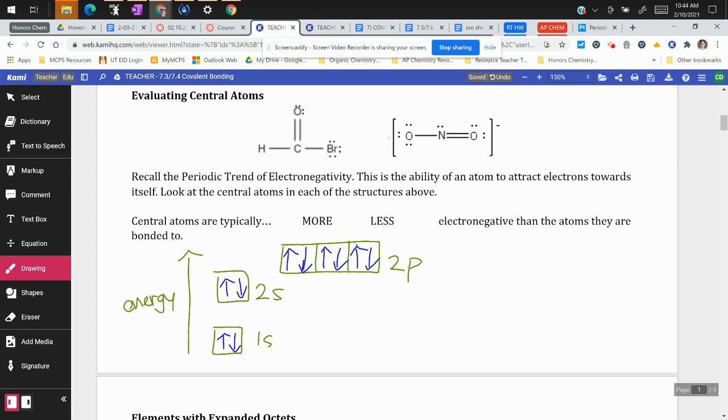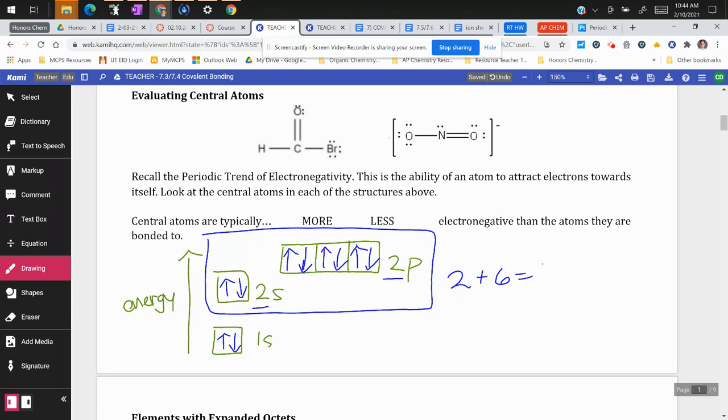I can take a look at the number of electrons in each energy level. Remember, the first number is the energy level. So how many total electrons do we have in the second energy level? Well, you have 2 from the s orbital and 6 from the p orbital, which makes 8. Hey, that matches up with our octet rule. That's pretty cool.